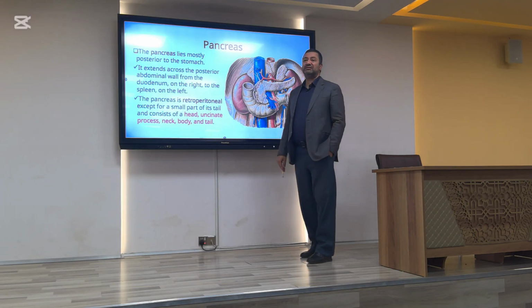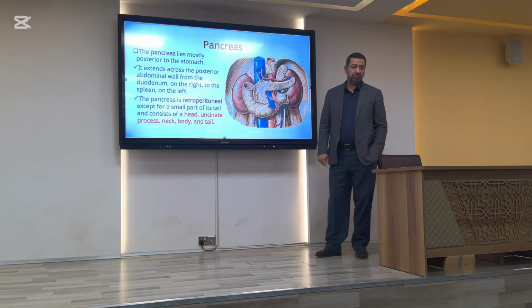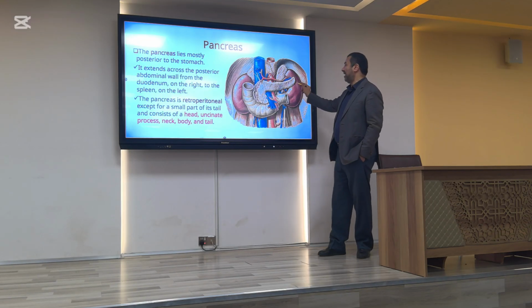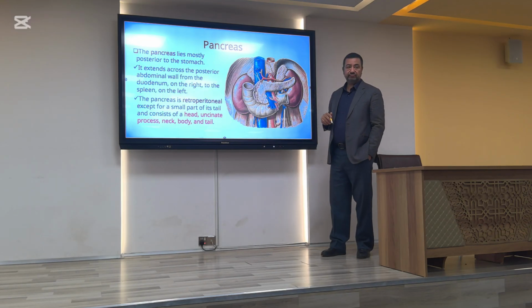The pancreas has a 20 centimeter length, and it has a head, uncinate process, neck, body, and tail.